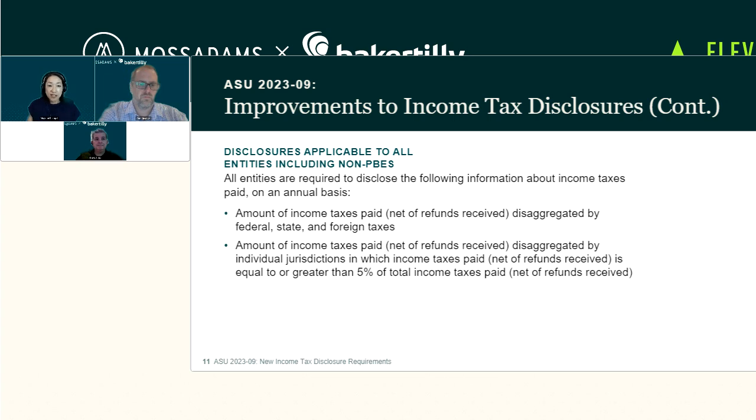So additional disclosures that apply to all entities. I touched on this earlier, but the income taxes paid, again, this is one of the biggest changes to the standard. You'll need to disclose the amount paid, this time net of refunds received by jurisdiction, and the 5% disaggregation rule also will apply. I've seen some entities just showing the amount of income taxes paid in the past, but this standard now changes to be net of refunds received. So you're going to have to change the approach if you've been just disclosing the amount paid.